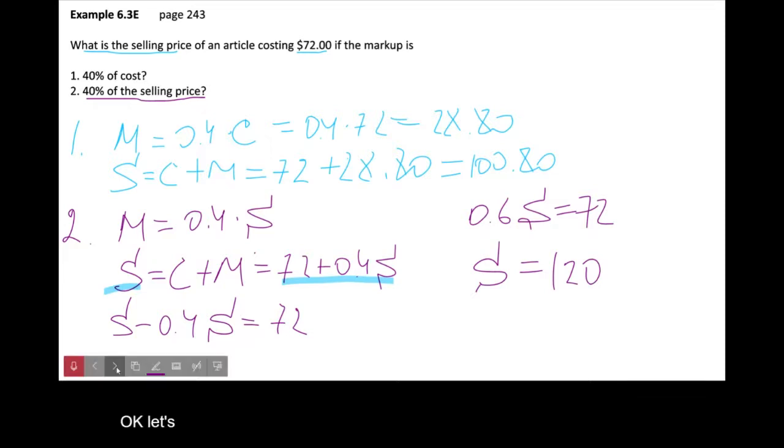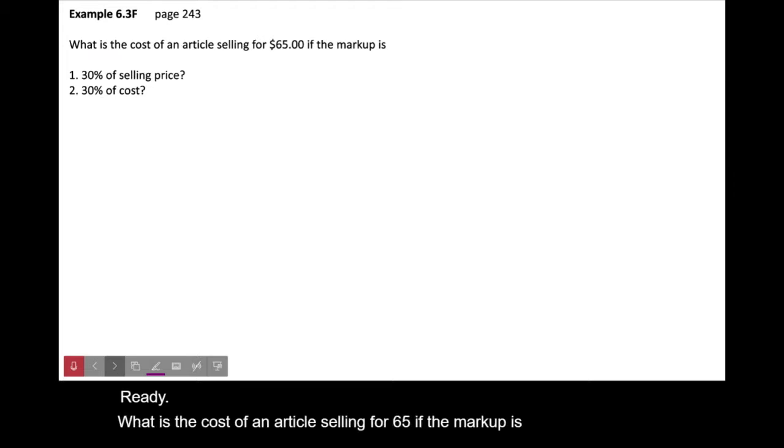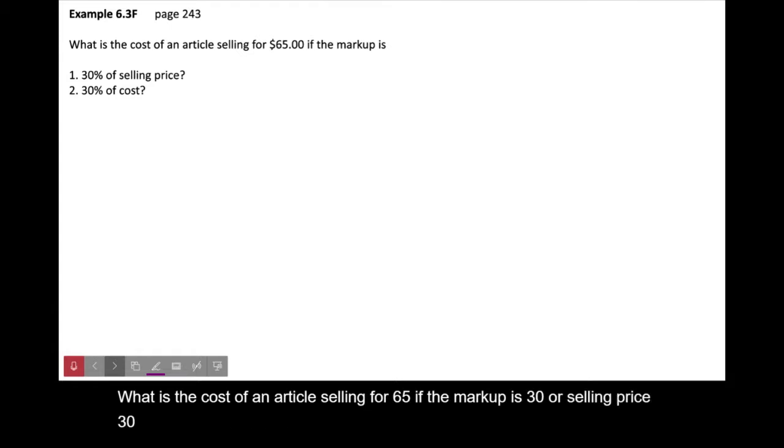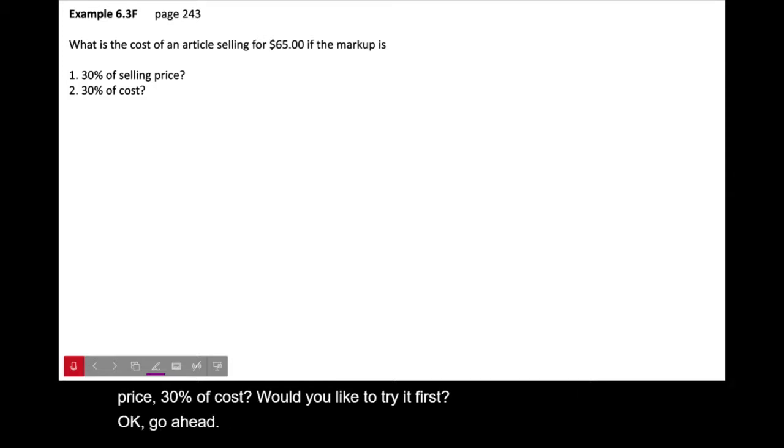Okay, let's practice more. Ready? Yep. What is the cost of an article selling for 65 if the markup is 30% of selling price, and 30% of cost? Would you like to try it first? Okay, go ahead. Do it. You have 2 minutes.